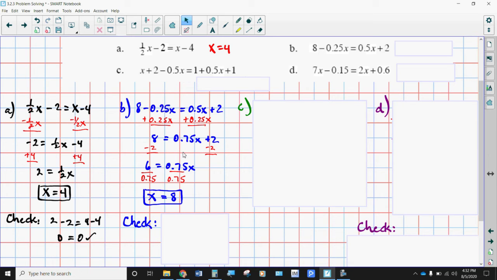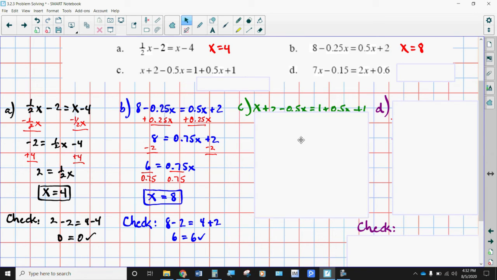So let's go ahead and check that. This is, remember, a quarter, and that's the same as 1/2. So a quarter of 8 would be 2, so that becomes 8 minus 2. And a half of 8 would be 4. 8 minus 2 is 6. 4 plus 2 is 6. 6 is equal to 6, which means we feel confident that our answer for problem B is x equals 8.